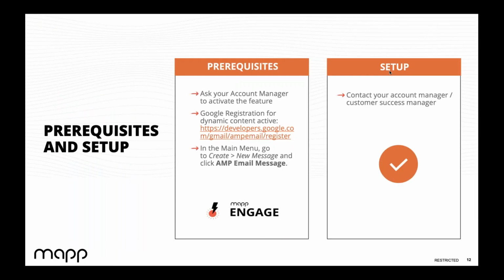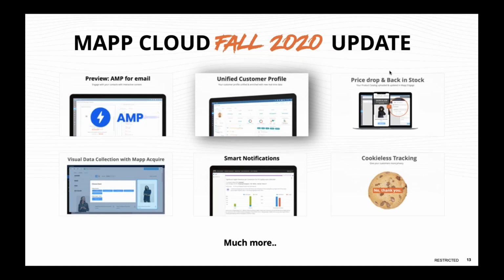And that brings us now to the prerequisites. The most important thing you need to bear in mind is that you need to register for AMP email with Google. Besides that, to enable and use the feature, it's pretty simple: just get in touch with your account or customer success manager, and they will guide you through the process. And we've gone over how the creation works. So now I'm going to hand you back to Rick for the unified customer profile.